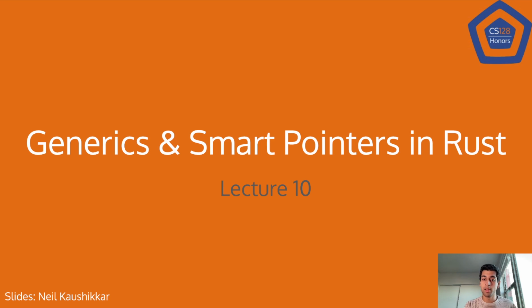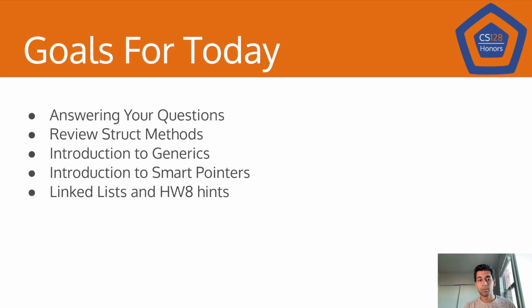Today we're going to be talking about generics and smart pointers in Rust, two extremely powerful features of the language. So a couple goals for today. We're going to answer one brief question from your Prairie Learn submissions, probably clarify something with ownership and borrowing. Then we're going to briefly review struct methods from the last two lectures, and then finally introduce generics and smart pointers. And at the end, I will be going over homework 8, giving you some hints, helping you get started. Just a quick warning, this homework is very hard, so I strongly recommend you watch this lecture before attempting it. And of course, use the hints at the end of the lecture.